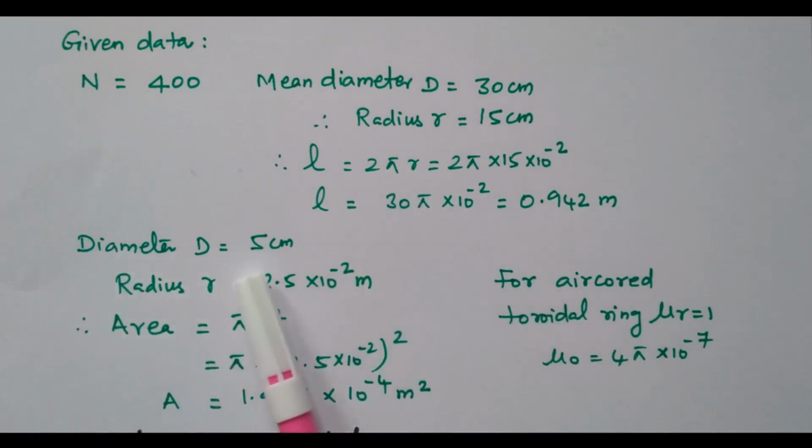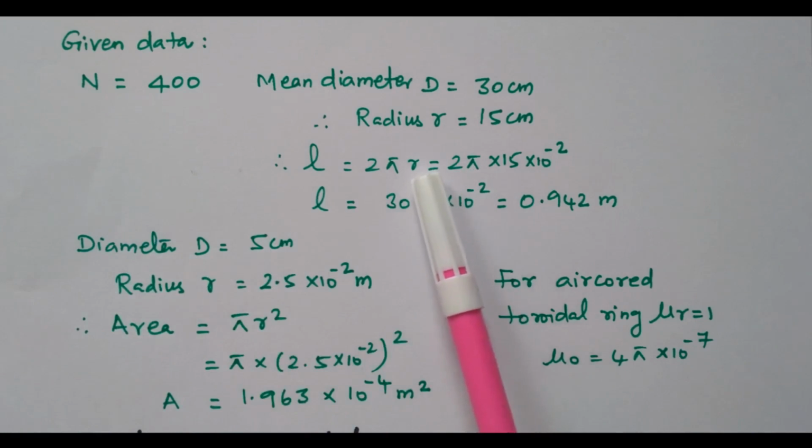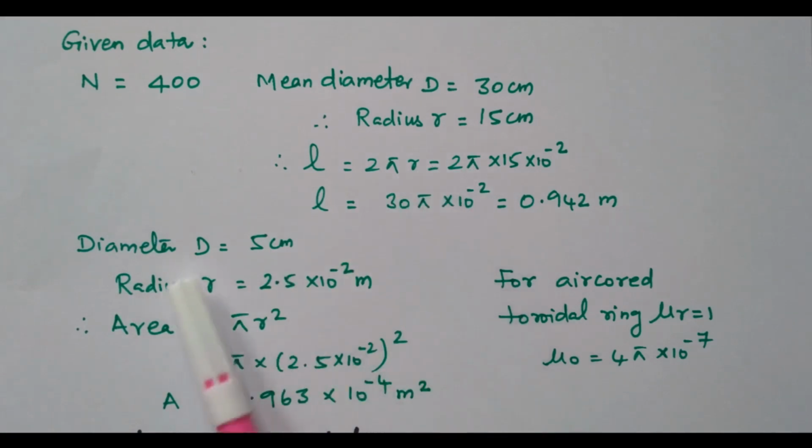Then the diameter is given as 5 centimeter. This is the diameter of the iron core, and this is the radius of the core. So the radius equals diameter by 2, 5 by 2 is 2.5 centimeter, which we can convert into meter by multiplying by 10 to the power minus 2: 2.5 into 10 to the power minus 2 meter. From that we can calculate the area, pi r square. Pi into (2.5 into 10 to the power minus 2) square gives 1.963 into 10 to the power minus 4 meter square. So this is the area of the coil.